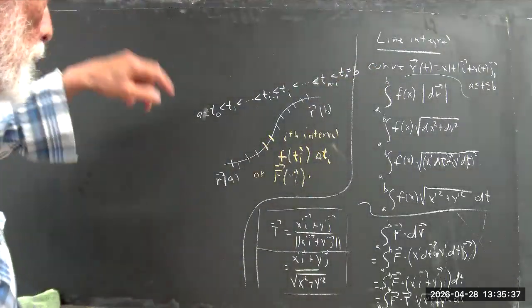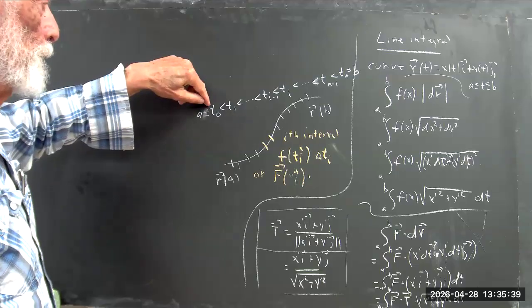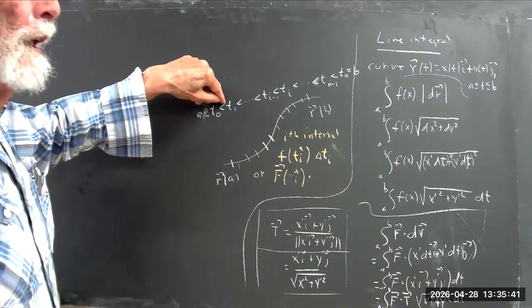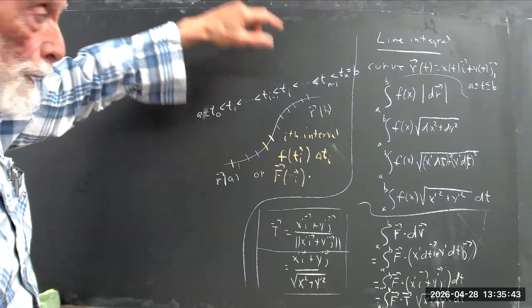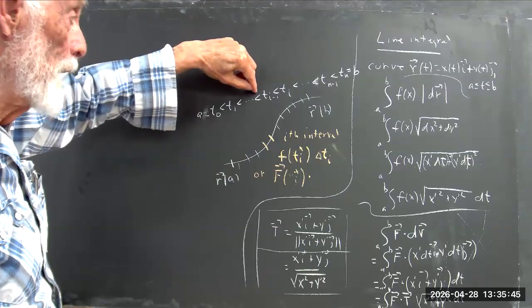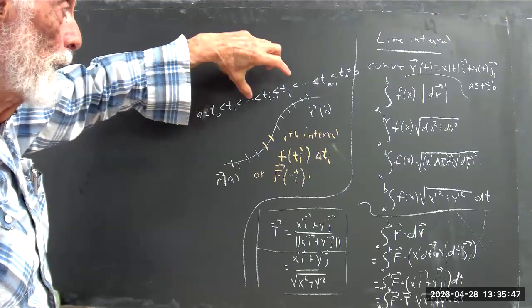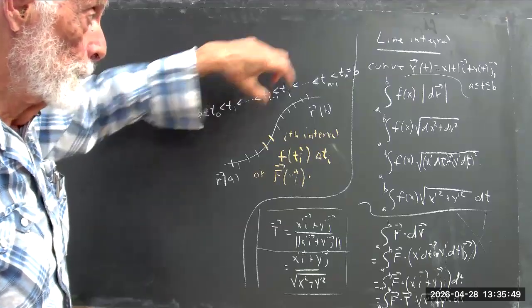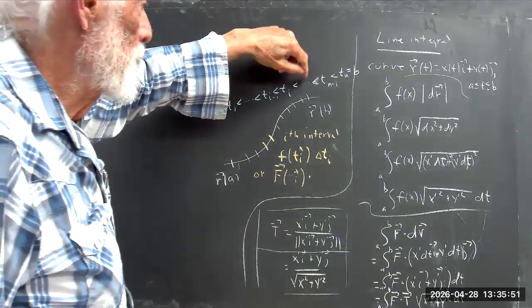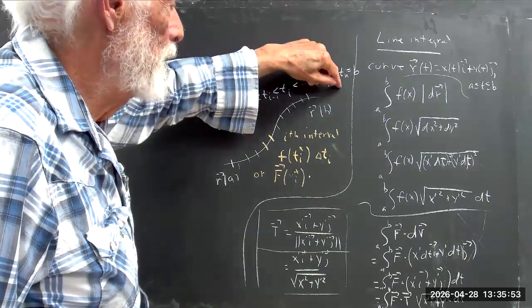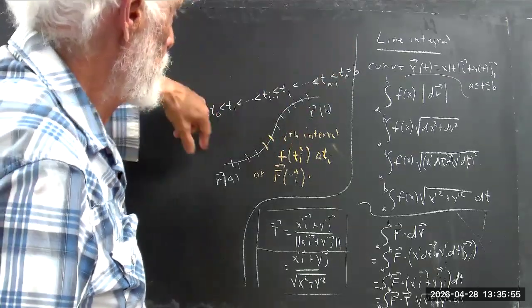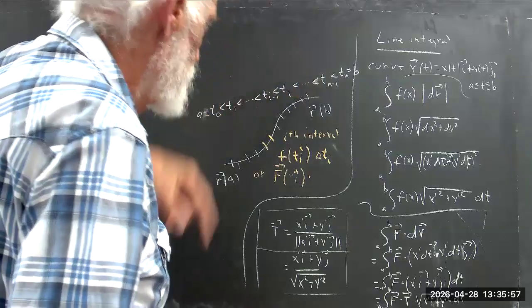The partition looks kind of like this. A equals T naught, and that's less than T1, which is less than T2, and so on. And you get less than T i minus 1, less than T i. That applies to any interval here. And then you go on up to T n minus 1, and T n. When T n equals B, you partition the interval into n subintervals.